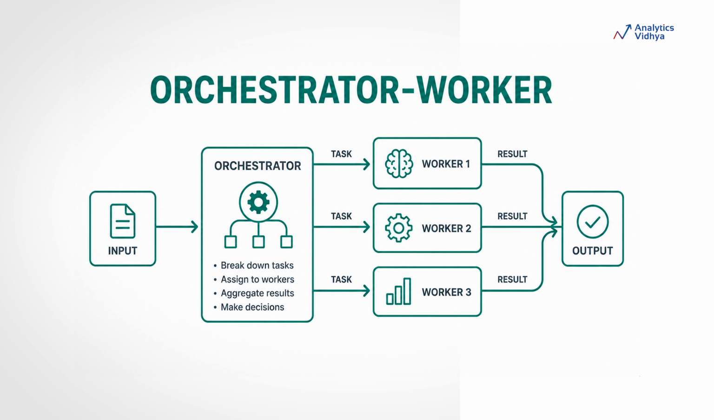Parallelization assumes you already know the branches ahead of time. When you don't, when the subtasks depend on the request itself, you need something that can decide that on the fly. That's the orchestrator-worker pattern.